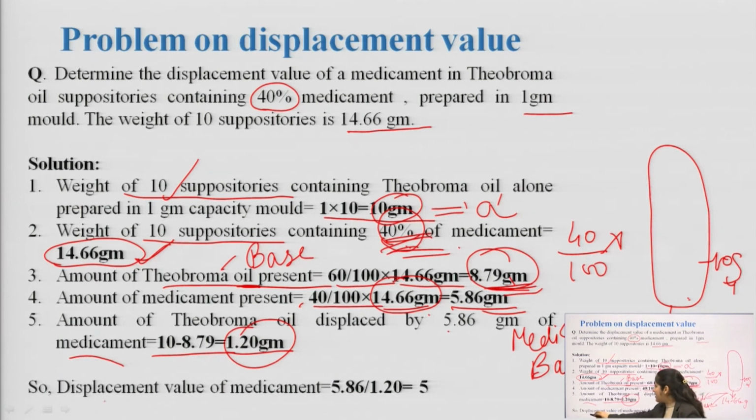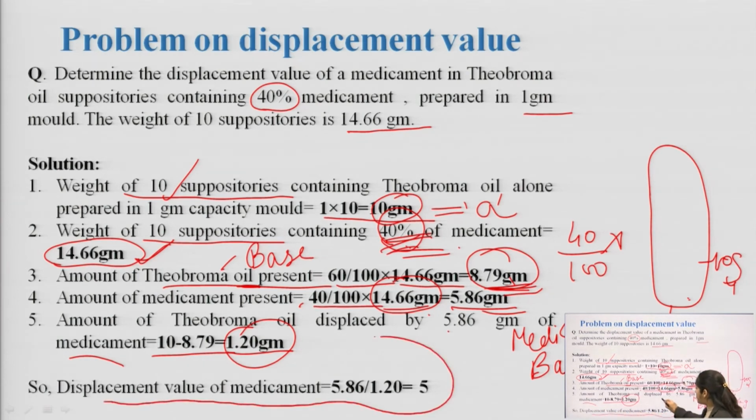So 1.20 gram is the amount of base that is being displaced by your medicament. Here the displacement value calculation comes to be 5.86 divided by 1.20, which is almost 5. So this is the calculation we are going to understand, and that is your displacement value. By understanding this problem, we understand how displacement value is calculated.